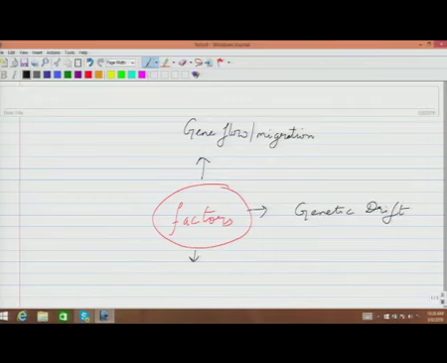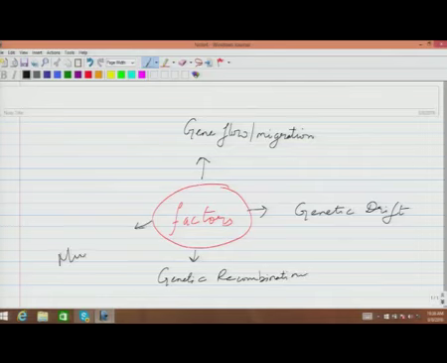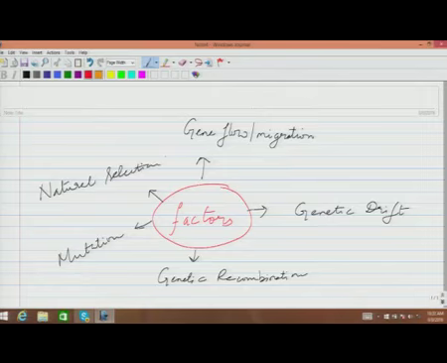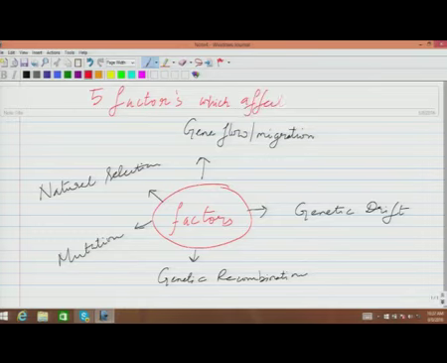Number 3, there is genetic recombination because of sexual reproduction. Then there are mutations as told by Hugo de Vries, and there is the process of natural selection. So, these are the 5 factors which can disturb the Hardy-Weinberg equilibrium. 5 factors which affect Hardy-Weinberg equilibrium. So, let us discuss them in detail.